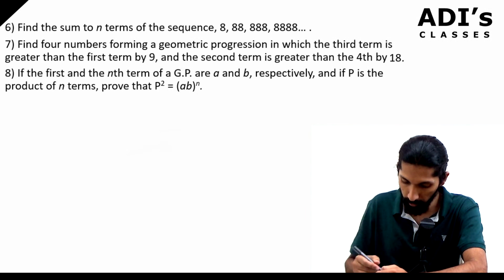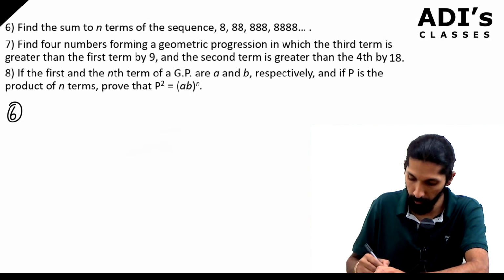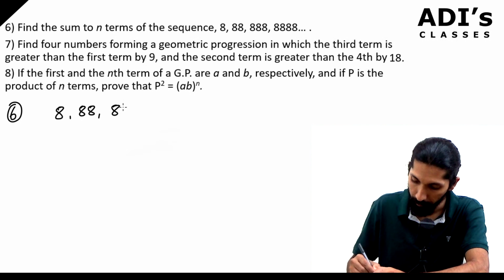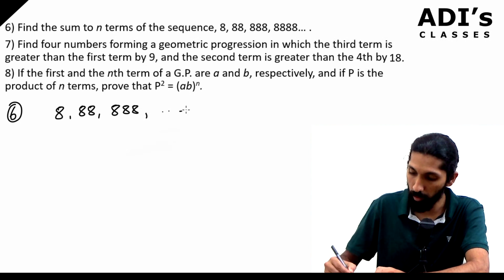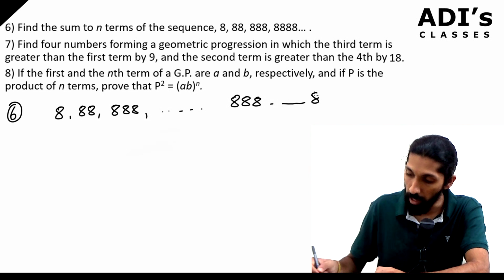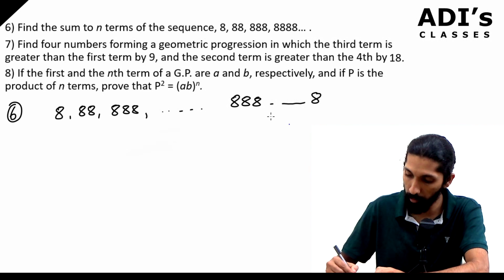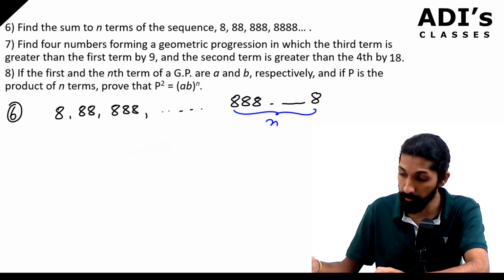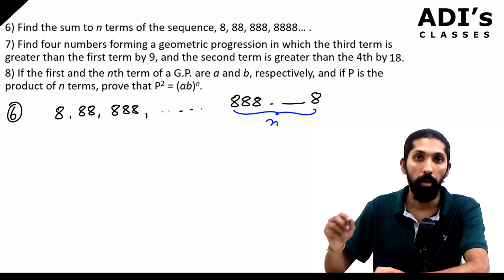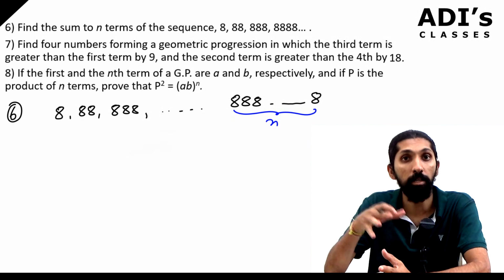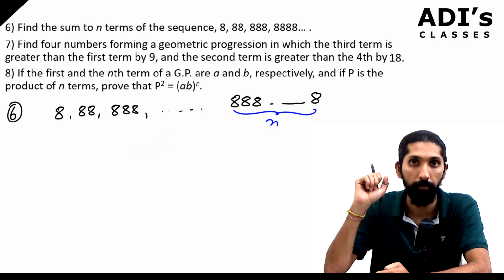All right. So here in the sixth question, you have 8, 88, 888, so on and so forth. So 8, 8, 8, 8, 8, 8, so on. And this 8888 is going to be n number of times. Correct? N terms are there. Now what we'll do is that we can convert this into a GP. That is the whole point.